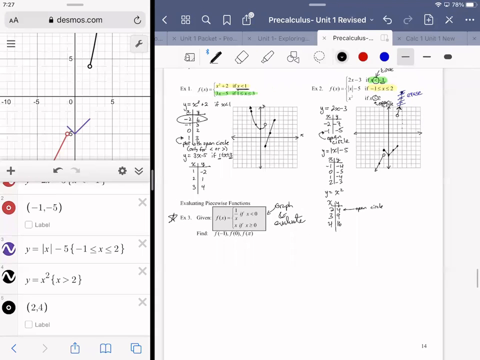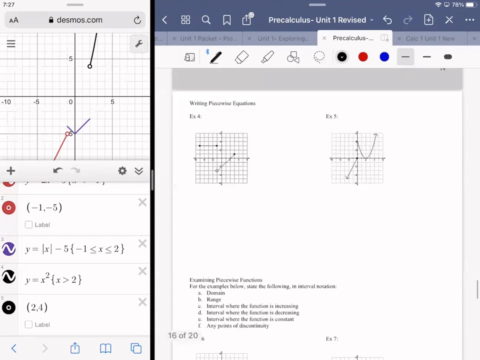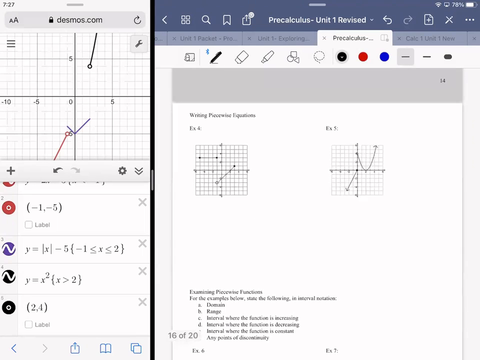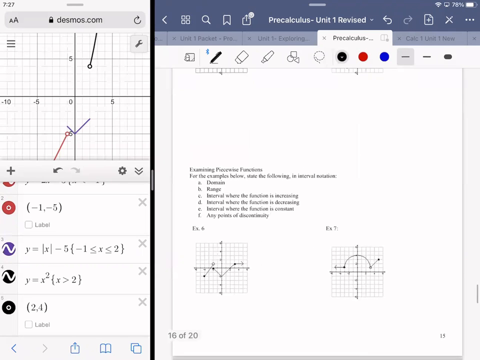All right. And there's more practice problems, but these are a little bit trickier because they go the other way on the next page. So I'm not going to assign those because you'd have to write the equation of each piece, and I wanted to take the time with that. I don't want to rush that.